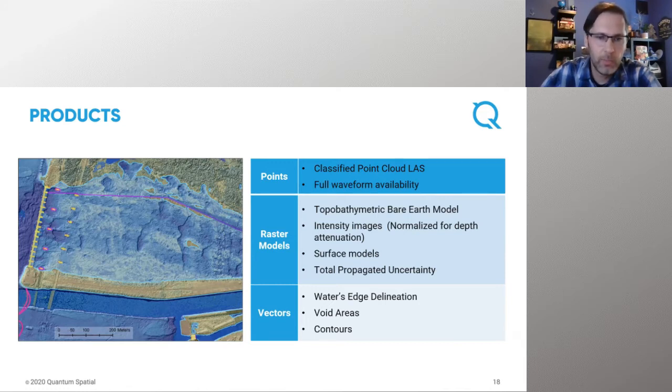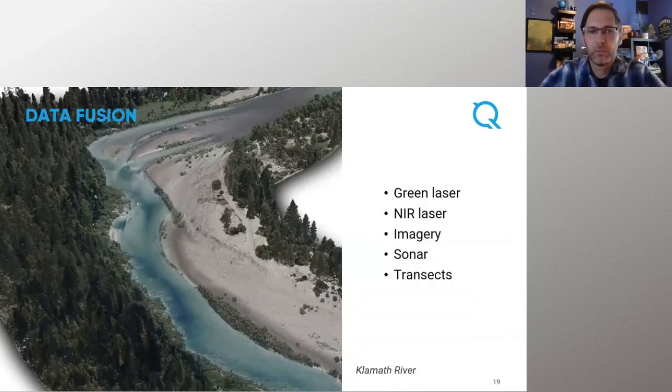Water's edge break lines are pretty standard. Where's the water? That helps with a lot of things, having that shapefile. And then I think void areas, you don't want to just interpolate over a void area. You might have a void area because it's deeper, right? So it's important to map those and clip them out of your model, or come up with some plan for how you want to treat them.